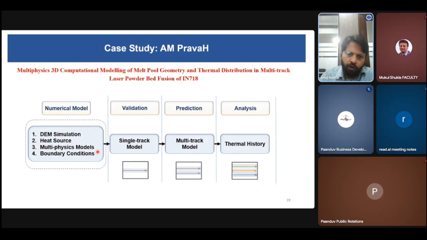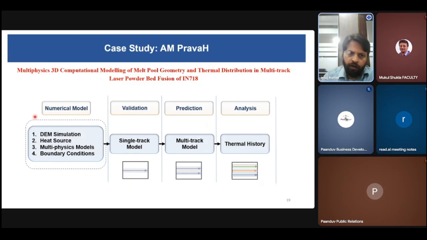Then obviously for any modeling, you should have certain boundary conditions, which boundary condition you are going to use. In our study, we started the validation with a single track model. When I say single track, we are just producing a single track of laser fusing the powder particles. Then we predict for the multi-track model, we analyze their thermal history, and we validate that thermal history from some existing experimental study or our own experimental study. So this is a basic workflow of a simulation study.